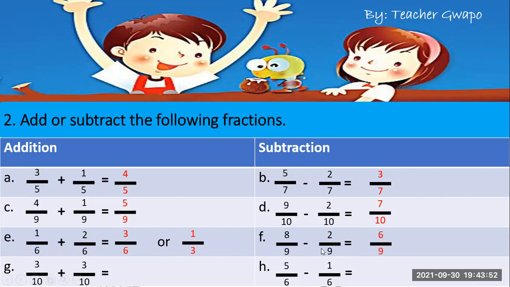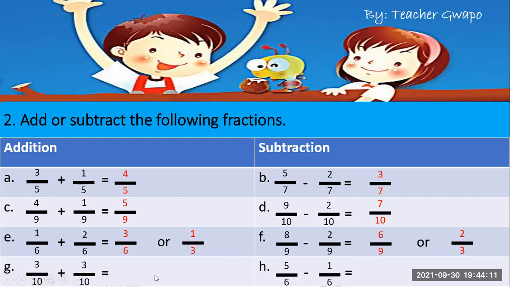No problem because the same denominator, right? So can we do it in simplest form? Of course. So that we will divide it by 3. Okay, so 6 divided by 3 is 2, and 9 divided by 3 is 3. So 6 over 9 or 2 over 3.